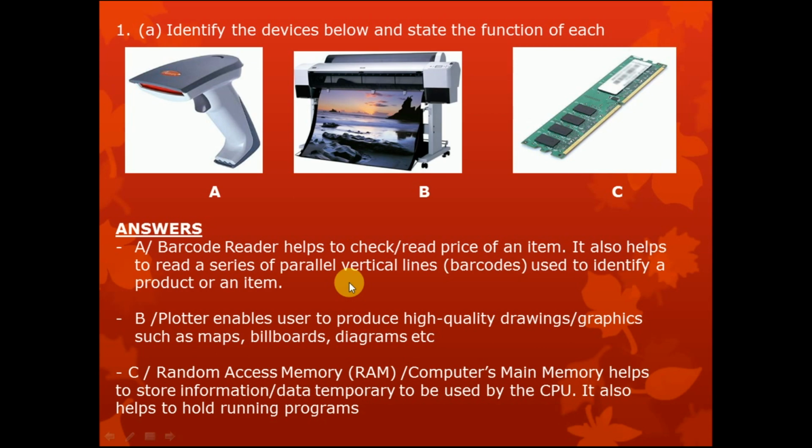Now let's look at the random access memory, which is the C. Random access memory, which is also called the computer's main memory, helps to store information or data temporarily to be used by the central processing unit. It also helps to hold running programs. I believe you understand. Let's move to the next question.